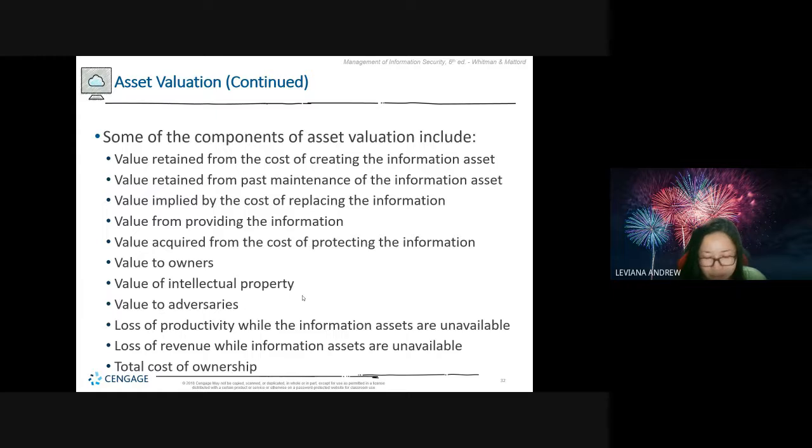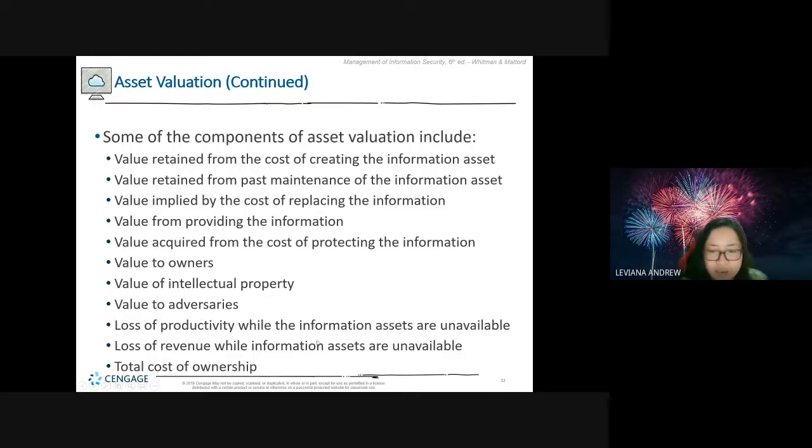Value to adversaries. This means how much it is worth to the organization to know what the competition is doing. This can be the research cost, because they want to know how the competitor is doing. Is it better than them? So they have to pay third parties, or they have to ask their staff to find out for them, to carry out research. All of these are costs and evaluation, value to the organization.